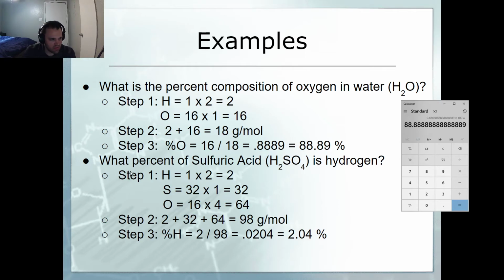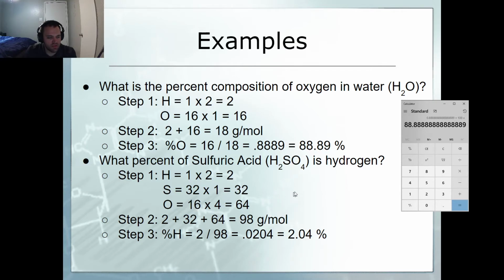All right, this second one on this page, what percent of sulfuric acid is hydrogen? So again, steps 1 and 2, always going to be the same idea, right? We're finding the atomic mass of each element, multiplying it by how many there are, and then adding them all together to find our molar mass. So hydrogens weigh 1, we've got 2 of them, so that's a total of 2. Sulfurs weigh 32, there's only 1 sulfur in there, so that's a total of 32.